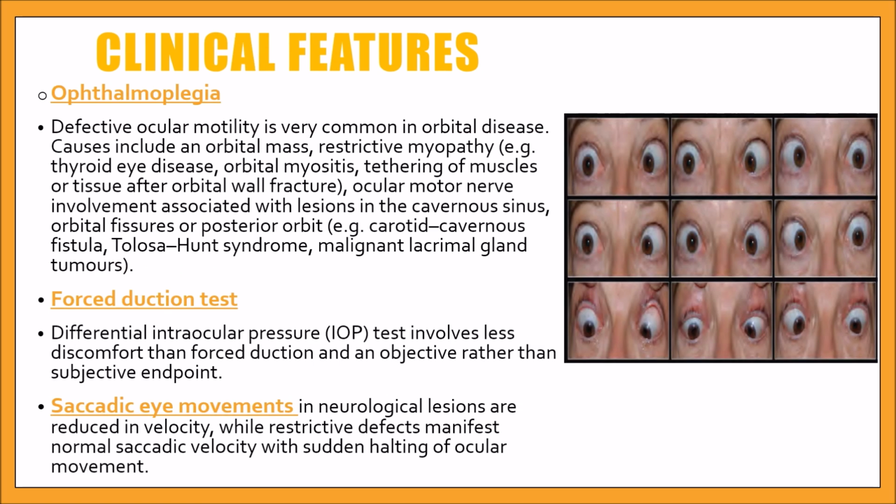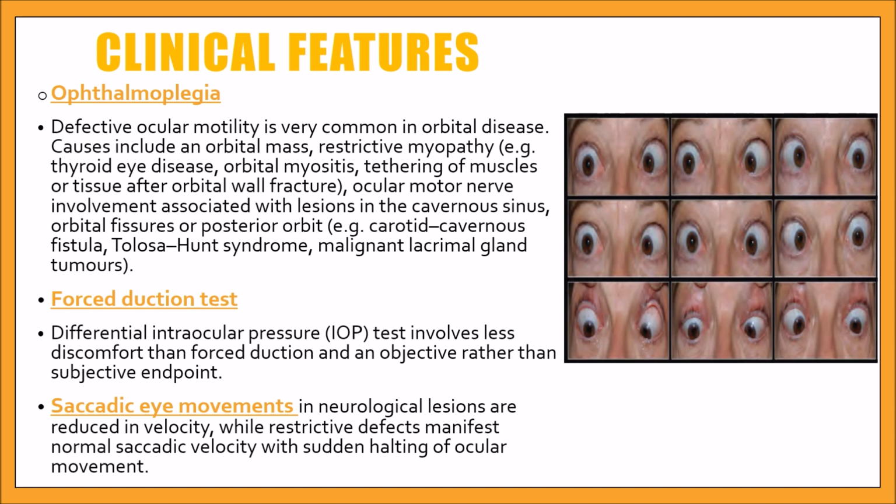Now, a very important clinical feature is ophthalmoplegia, which is defective ocular motility, and it is very common in orbital disease. Causes include an orbital mass, restrictive myopathy, for example thyroid eye disease, orbital myositis, tethering of muscles or tissue after orbital wall fracture, and ocular motor nerve involvement associated with lesions in the cavernous sinus, orbital fissures or posterior orbit, for example carotid cavernous fistula, Tolosa-Hunt syndrome, malignant lacrimal gland tumors.